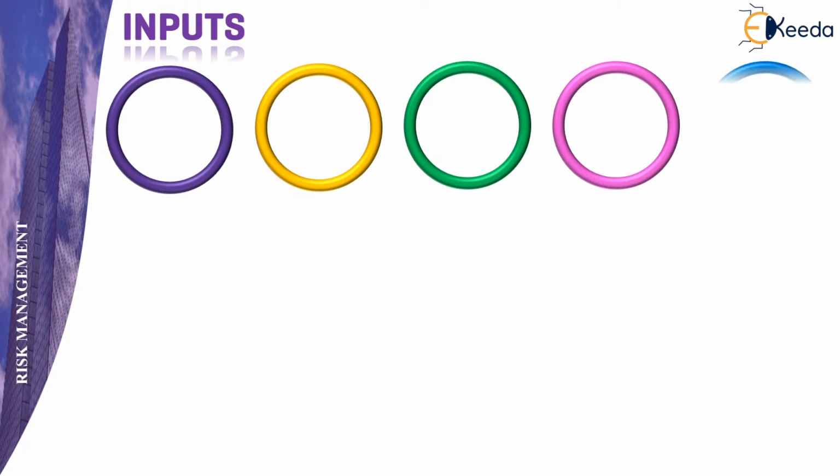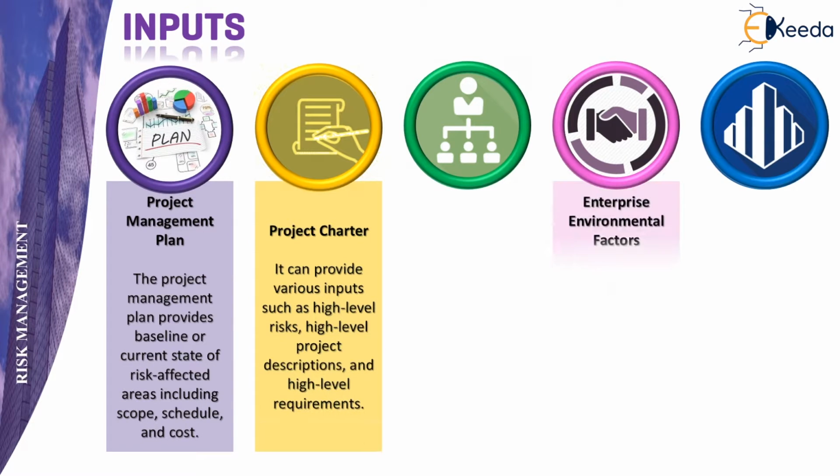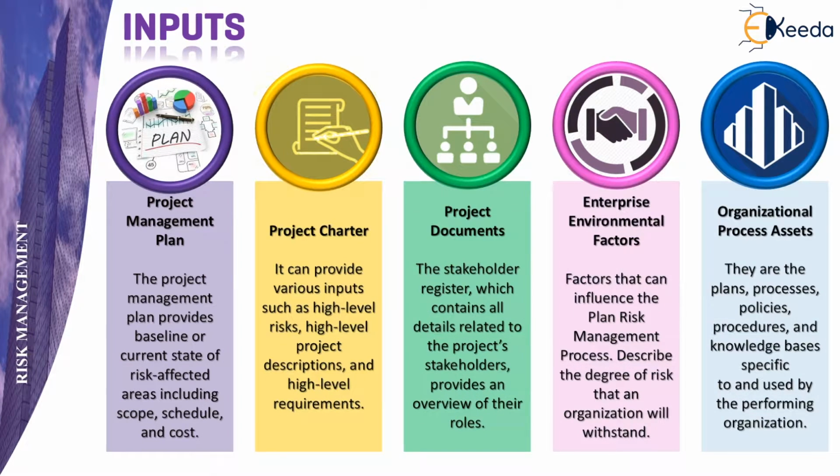The main inputs required for preparing this risk management plan start with the project management plan, which provides a baseline or the current state of the risk affected areas, including scope, schedule, and cost. The project charter provides various inputs such as high level risks, high level project description, and high level requirements.